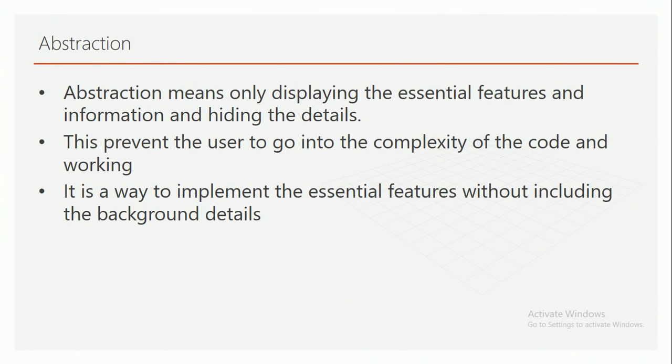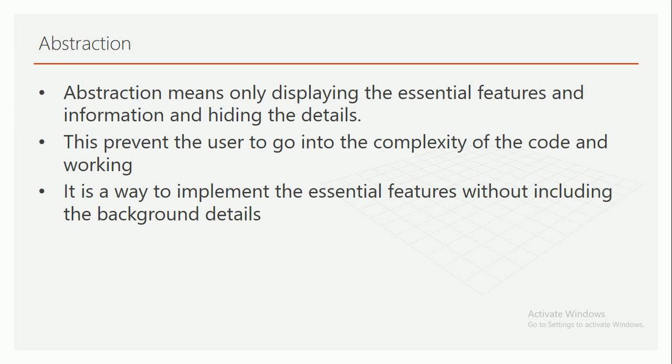Abstraction means only displaying the essential features and information and hiding the details. So as you can see, while operating a TV using a remote, we are only seeing the essential features, such as how to increase the volume, decrease the volume, change the channel. We don't need to know the details of how the signal is sent through the remote and how the circuit works. So this is the first feature of object-oriented programming.